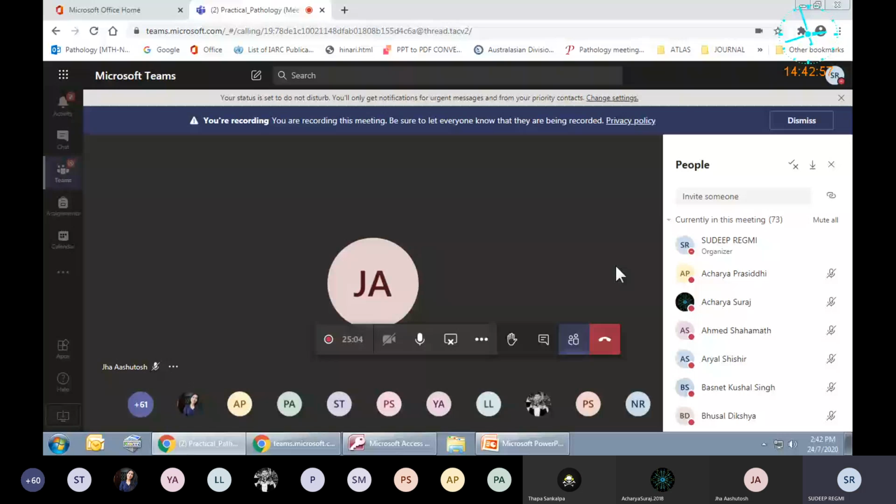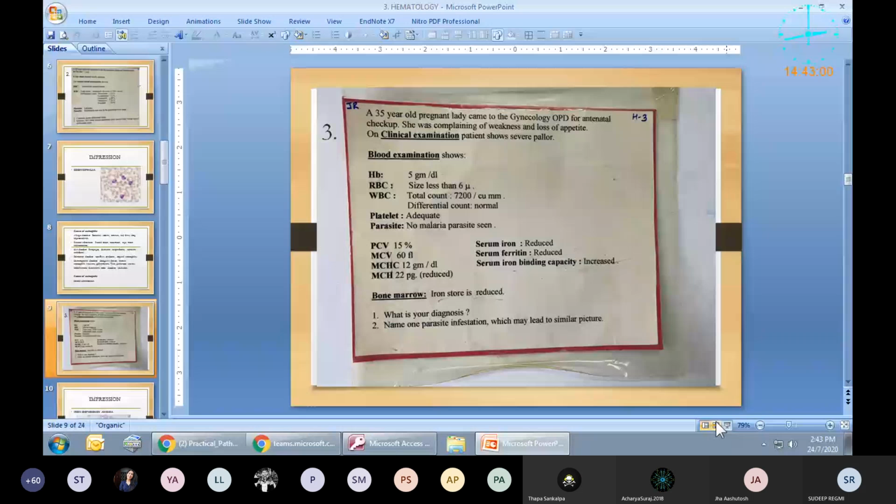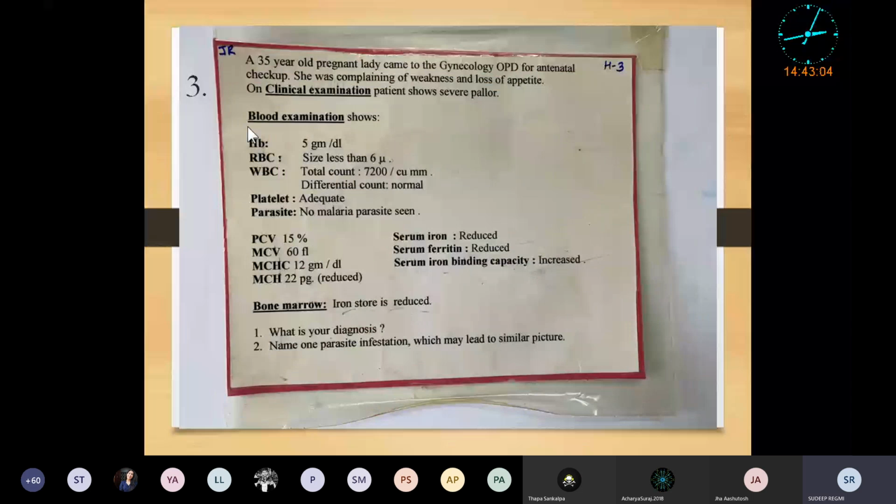Okay, that is due to anemia. So here you can see the routine blood examination is done. In a case of anemia, you should always start investigating with routine hematological investigations like hemoglobin. Hemoglobin is 5 gram per deciliter. Is it increased or decreased or normal? Decreased. Okay, it is markedly decreased.